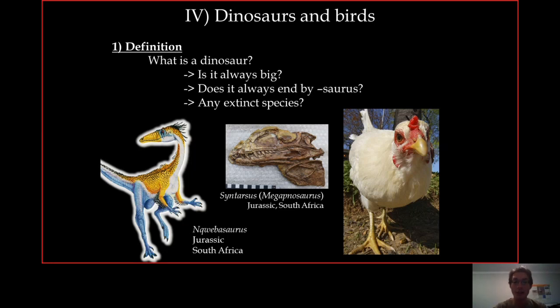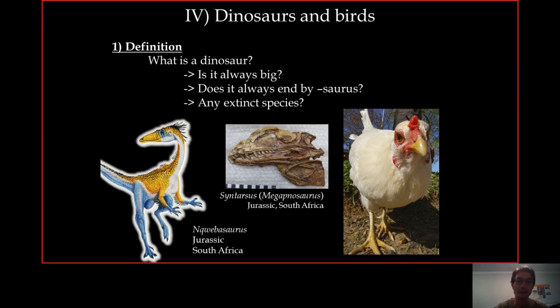The name of a dinosaur also does not always have to end by saurus. That might be the case in Encrebasaurus from the Jurassic of South Africa, found near Port Elizabeth. But it's not the case in, for example, Syntarsus. And it's not the case in many famous dinosaurs like Triceratops, Iguanodon, or Velociraptor, for example.